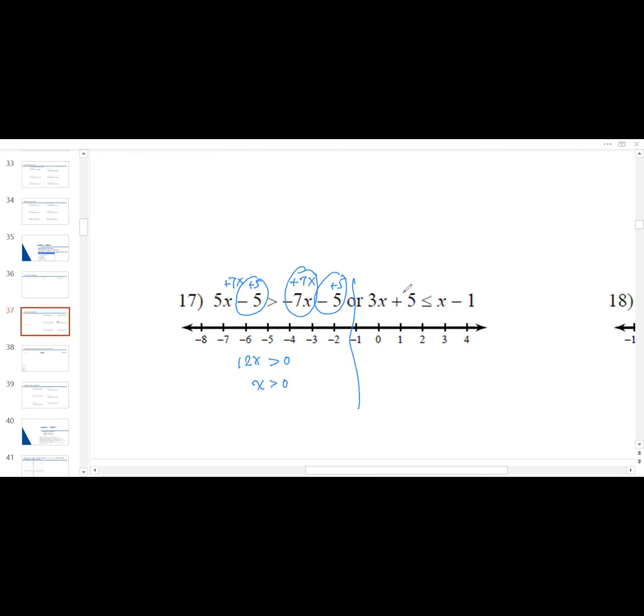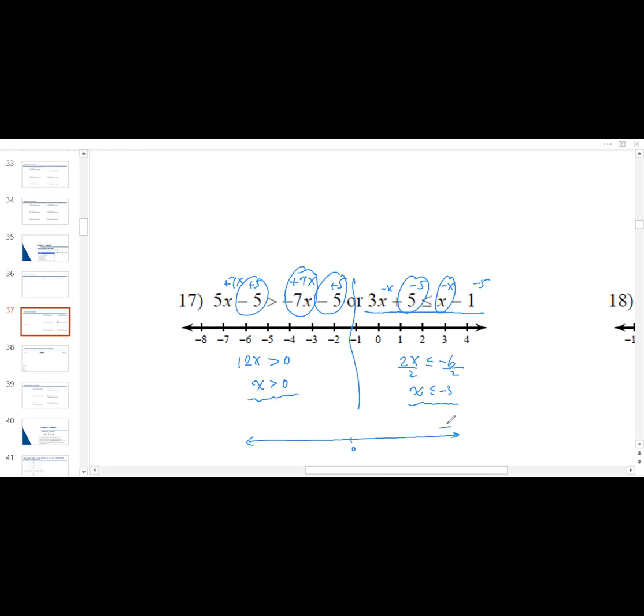What about the right part? Minus x here, right? So make this disappear. And minus 5, make this disappear. So for this inequality, the left part became what? 2x less than or equal to negative 6. Both sides divided by 2. So you get x greater than 0 or x less than negative 3.